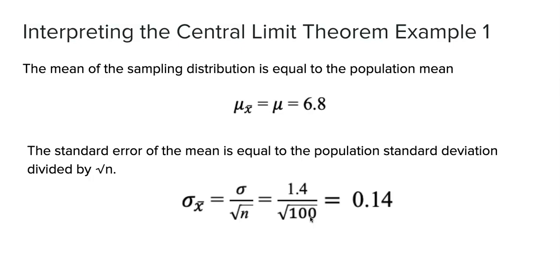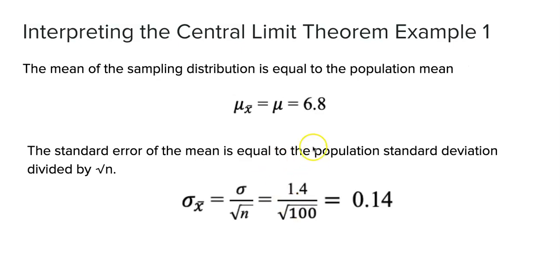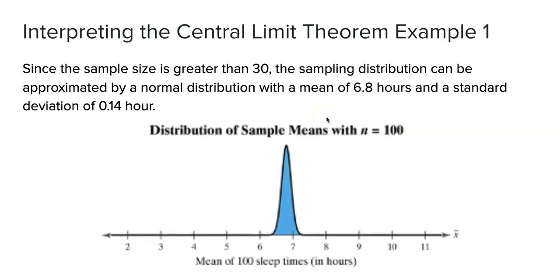So hopefully by now you are okay identifying the mean and the standard error of the means, okay? Since the sample size is much greater than 30, right? It was 100. The sampling distribution can be approximated by a normal distribution with the mean of 6.8 hours that we just found and the standard deviation of 0.14 hour, right? So we're gonna now do normal distribution. So if you graph it, it's going to be a bell shape. Remember that the population distribution didn't look normally distributed or bell-shaped at all, right? But the sampling distribution will be normally distributed because the sample size was much greater than 30.